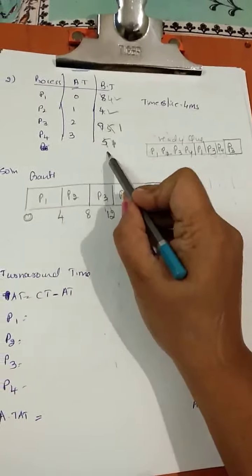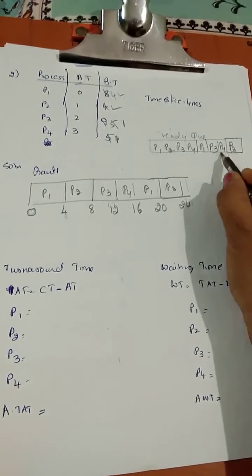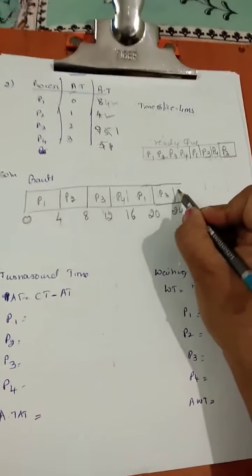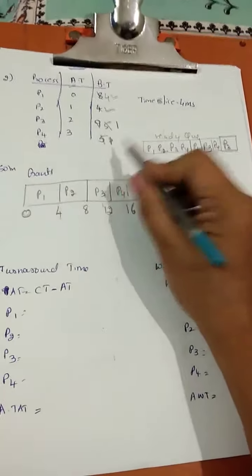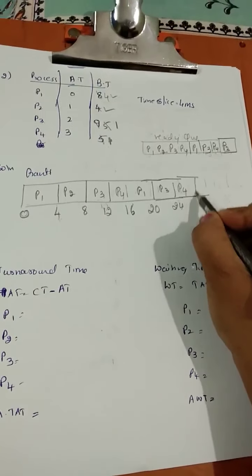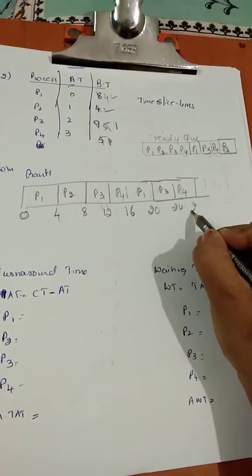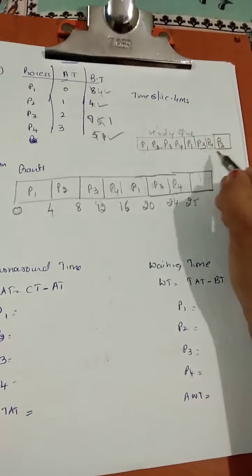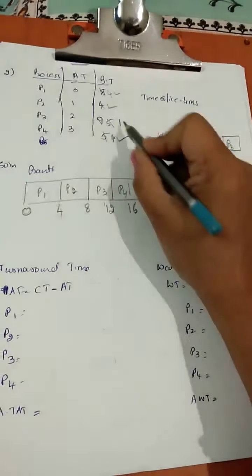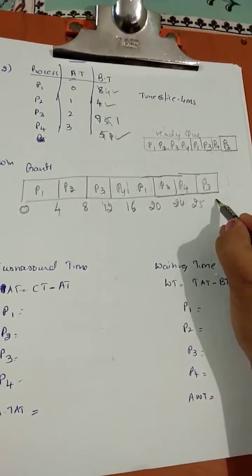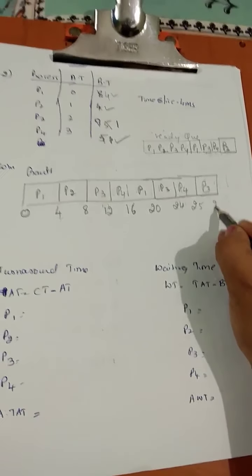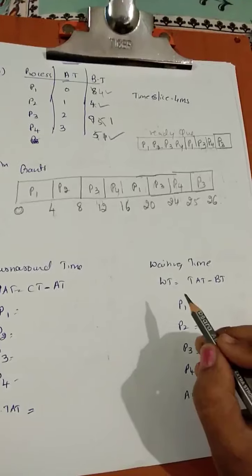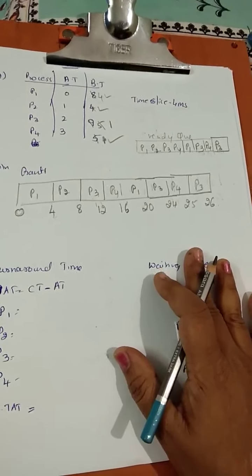Then P4 will be scheduled, because you can see after P3, P4 was waiting. So I will write P4. What is the burst time of P4? 1 millisecond. Yes, so 24 plus 1, 25. And finally, the last one, P3, whose remaining burst time is 1, I will schedule. So 25 plus 1, it is 26. This is how it is calculated for round robin.